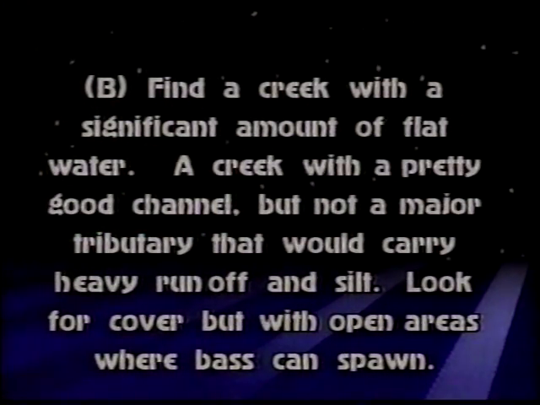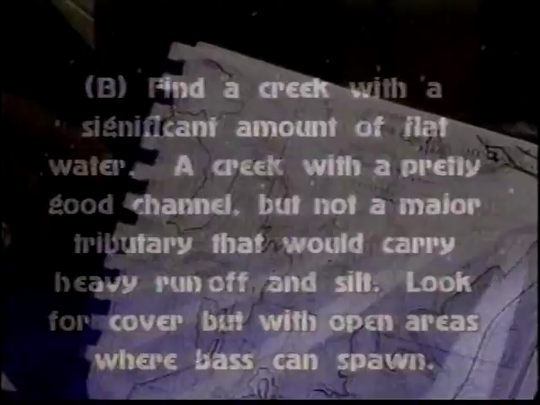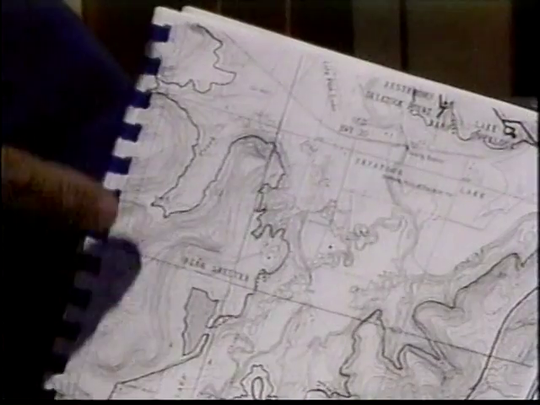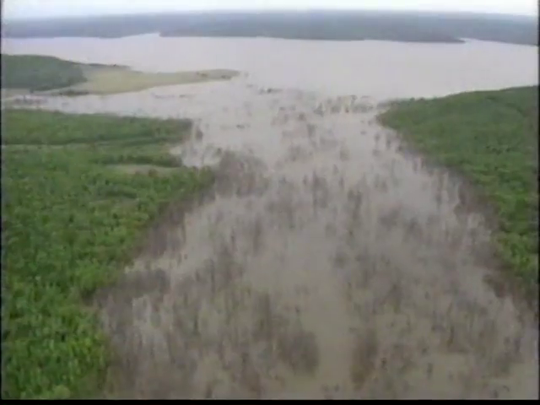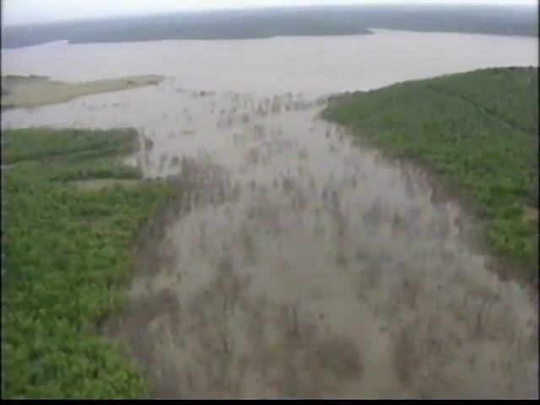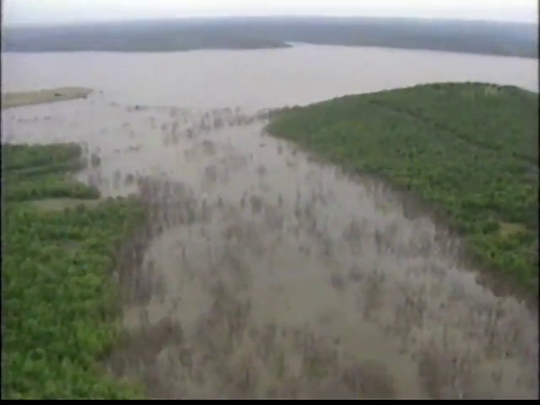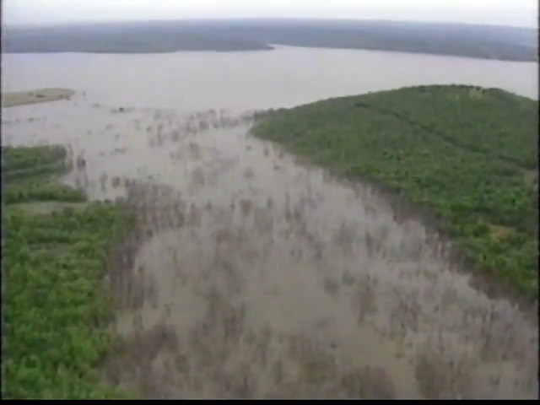Here's his explanation. This is the area that I've chosen to start for several reasons. It is in the lower end of the lake, as you see, we're near the dam. But this creek here has a significant amount of flat water. It has a lot of edges. It has road beds and fence rows, and it has a pretty good little channel, but it's not a big creek channel that would pull in a lot of silt into the lake.